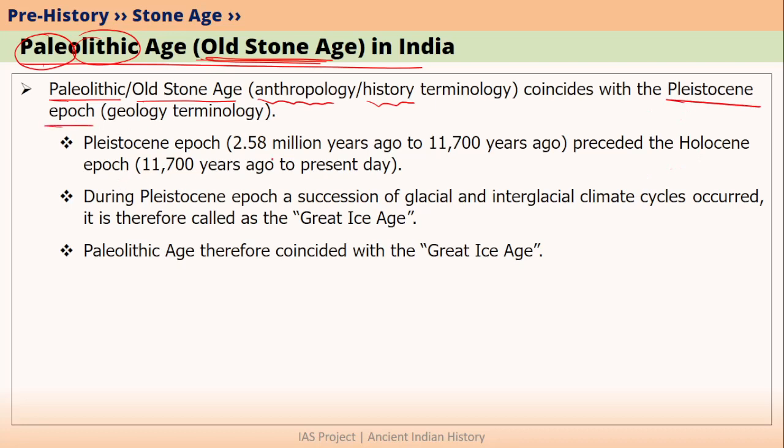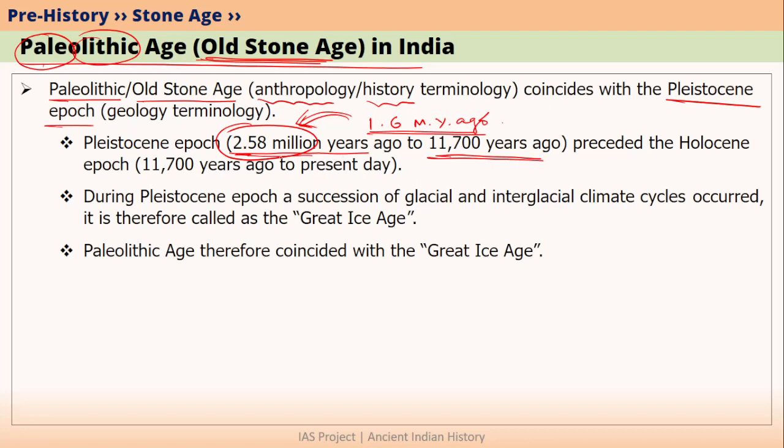Pleistocene epoch started somewhere around 2.58 million years ago. Please observe that this figure in old books is somewhere around 1.6 million years ago. So if you have an old book and you're looking at this figure, please don't get confused, because recent research supports that Pleistocene started somewhere around 2.58 million years ago. So please correct this number if you have old versions of textbooks. So Pleistocene epoch started 2.6 million years ago and it lasted up to 11,700 years ago.